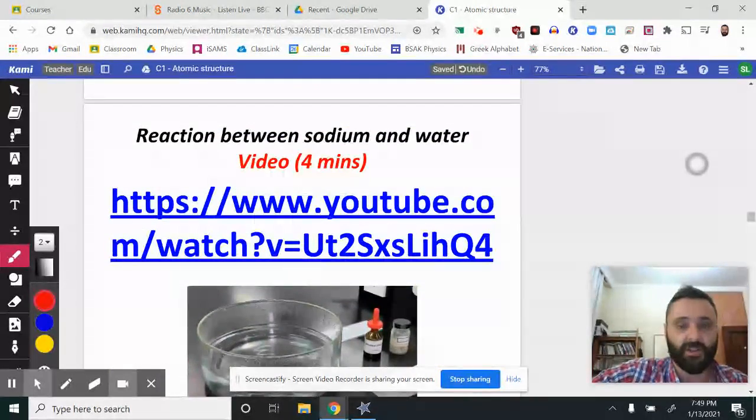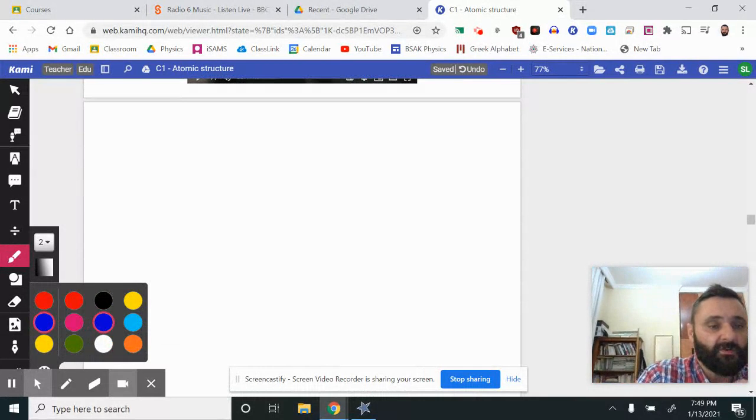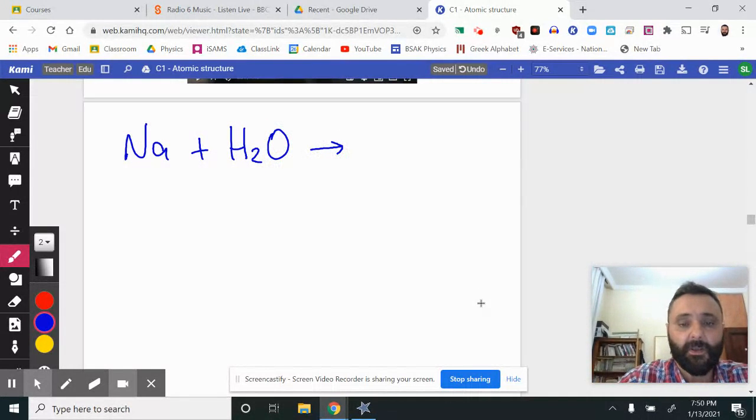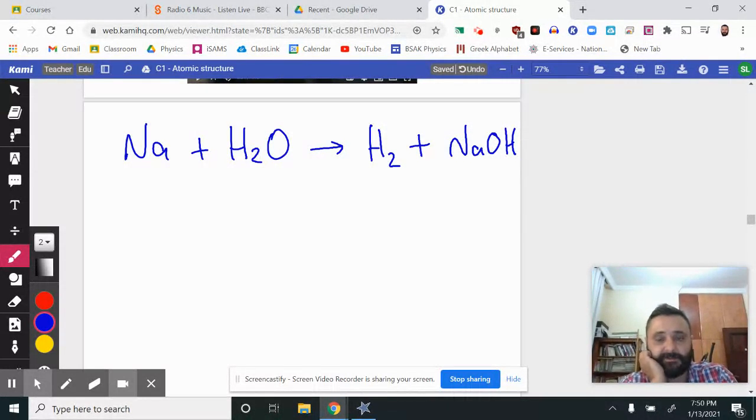What have we got here? Sodium and water. This could be a tricky one. Let's have a look. Sodium and water. Na plus H2O. Can you remember what is produced? Firstly, it gives off lots of hydrogen gas and NaOH, sodium hydroxide. That's what makes it alkaline.